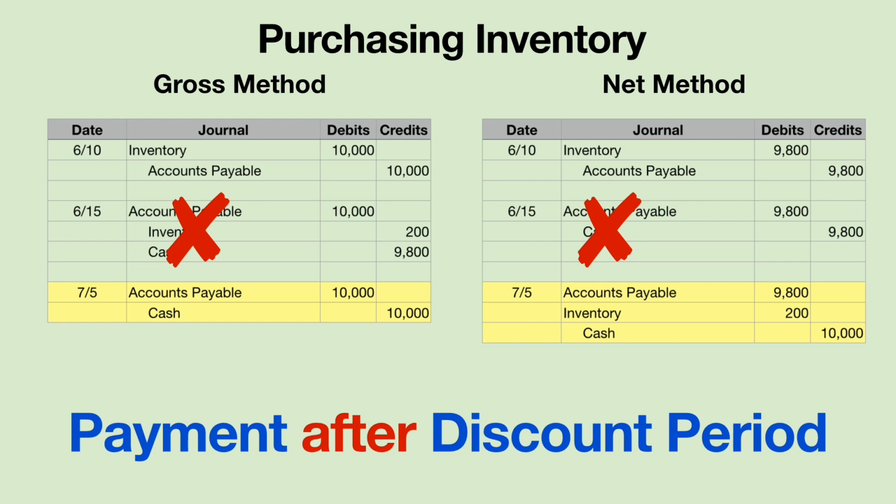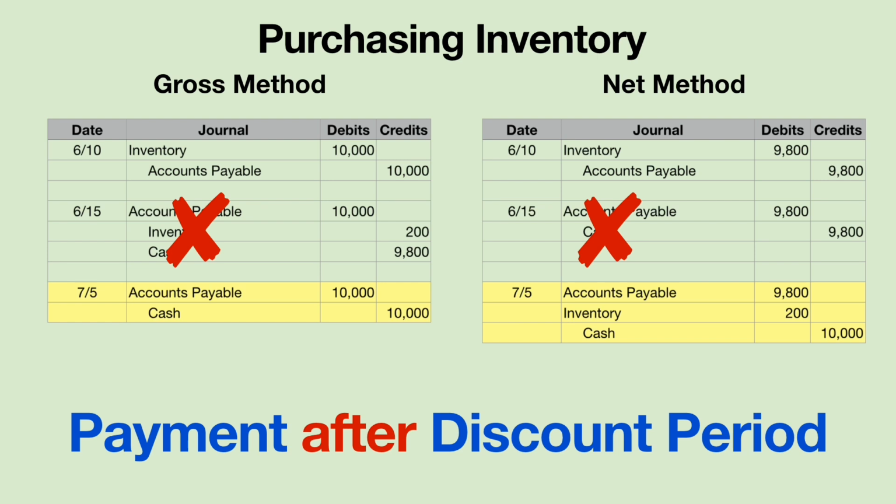Okay, 10 days have passed. We're late. We still have 30 days, but we missed the discount period. In the gross method, it looks like you were anticipating paying late, and you just debit accounts payable and credit cash for $10,000. But in the net method, in the beginning, you anticipated paying only $9,800.